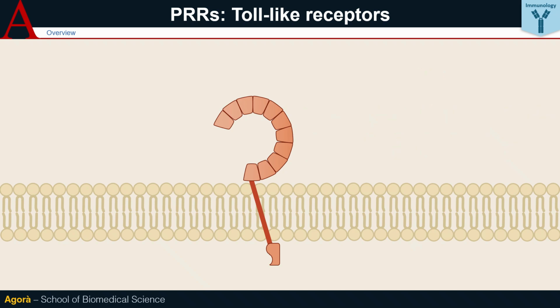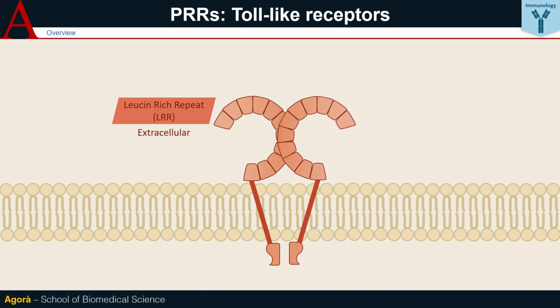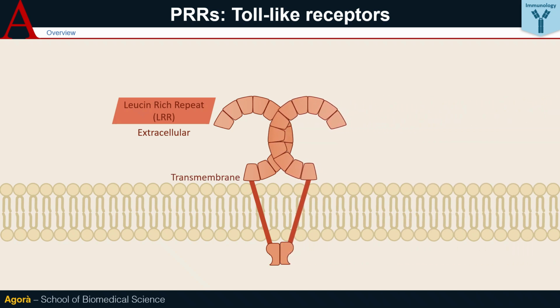They are single-pass proteins featuring an extracellular domain composed of 18 to 25 copies of a leucine-rich repeat, LRR, motif, rich in the hydrophobic amino acid leucine. This results in a shape biochemically resembling a horseshoe with a concave and convex part, both capable of binding PAMPs.